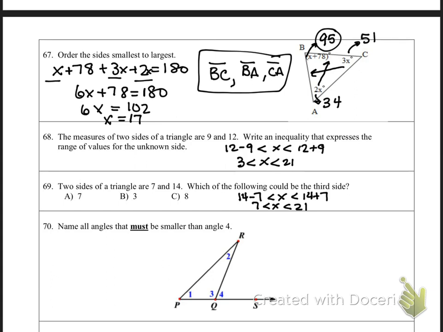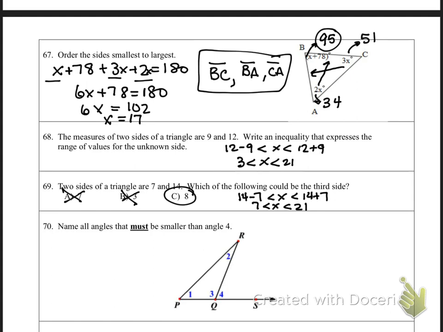So that means I need to find the value that's going to be greater than 7 but less than 21. Well, x can't equal 7, so it can't be 7. It has to be greater than 7, but can't equal 7. 3 is not in between 7 and 21, but 8 is, so my answer is C.